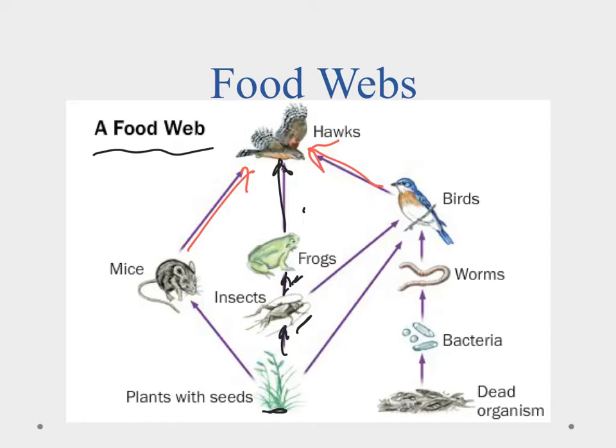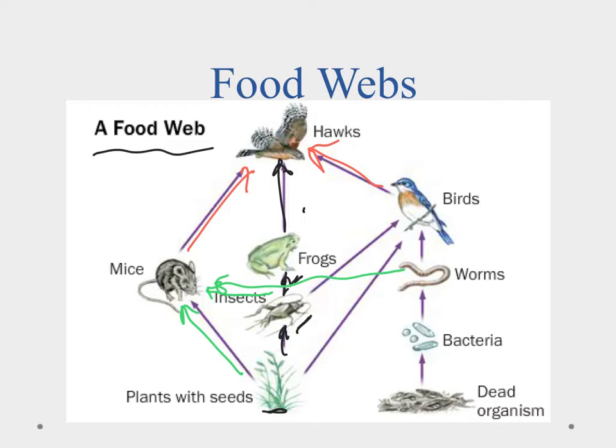And that leads us to, well, what do the mice eat? And in the case here, our mice are eating these plants with seeds, but if we know mice, we know that they'll also eat an insect if they can get it. They'll also eat a worm if they can find it. So we can start seeing some different things here.